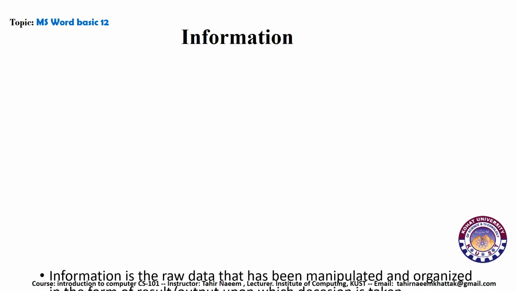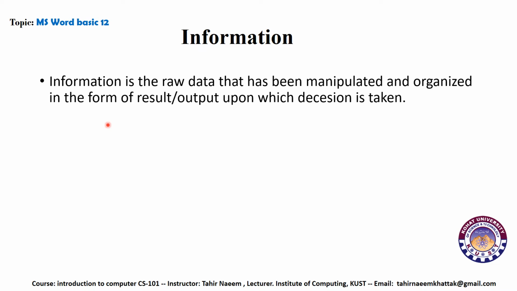Information. Information is the raw data that has been manipulated and organized in the form of a result or output upon which a decision is taken. As we have previously discussed, anything which we give to the computer as input is called data, while this raw data, when it is organized, manipulated, processed and arranged in the form of a result or output on which we can take a decision, is called information.